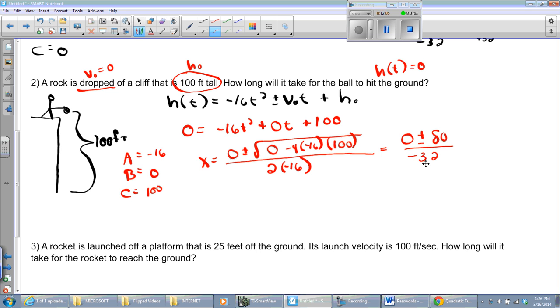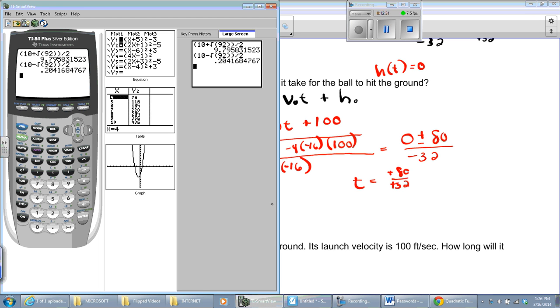Okay, so the negative answer isn't going to do me any good. I'm going to ignore it. 80 divided by negative 32. It doesn't make any sense. I'm not going backwards in time. So my t, and I used x there, but I guess technically it would be t in this problem. It's going to be negative 80 over negative 32, because the two negatives will cancel each other out. And then I can do 80 divided by 32. So let's see here. 80 divided by 32, and we're going to get about 2.5 seconds.